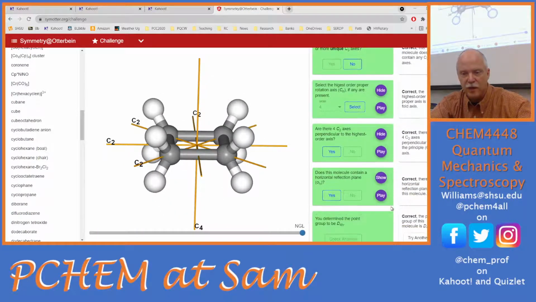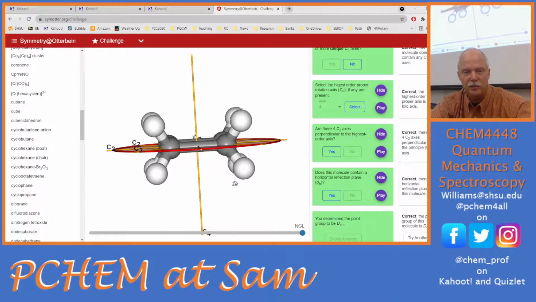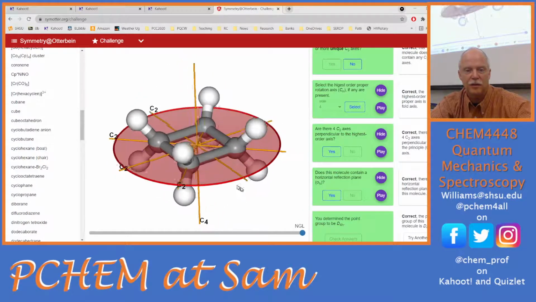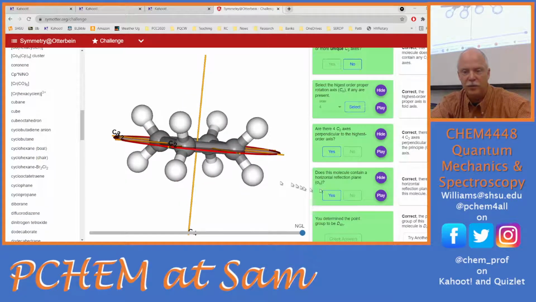Excellent. Then does this contain a horizontal reflection plane? So we can show that. That's the horizontal. See how it's 90 degrees to the C4? Okay. And then we can play that one. And that's just reflecting top to bottom on that molecule.